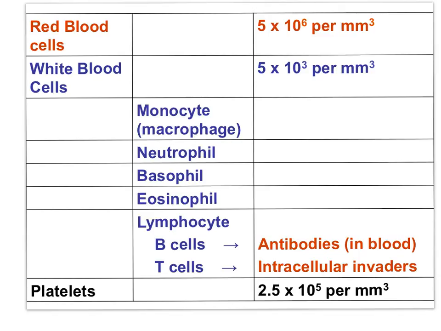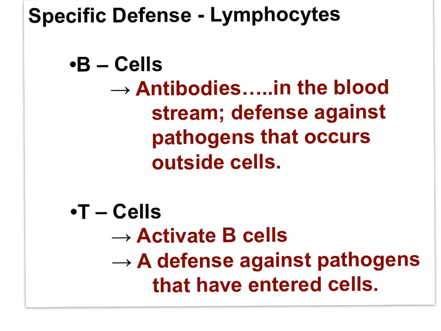Antibodies are soluble proteins manufactured by B cells, released into the bloodstream, that bind the antigens on infecting pathogens. As lymphocytes, the B cells secrete antibodies into the bloodstream as a defense against pathogens out in the open, outside cells. T cells activate B cells, and the T cells serve as a defense against pathogens that have entered cells. The production of antibodies by lymphocytes in response to particular antigens or pathogens will give us specific immunity.